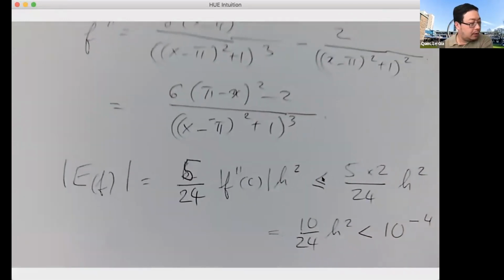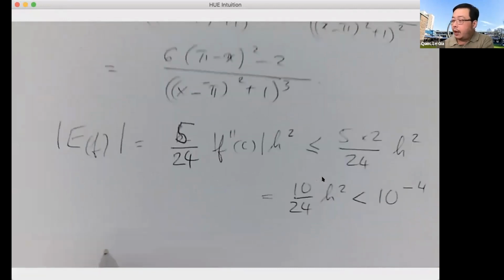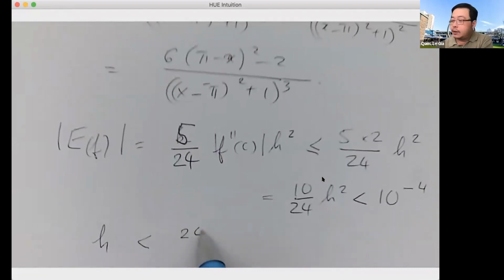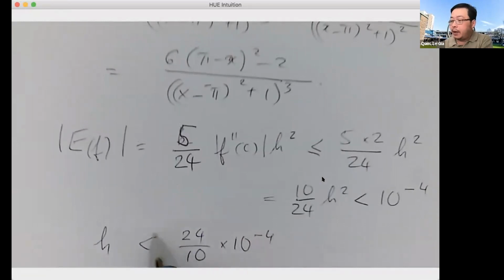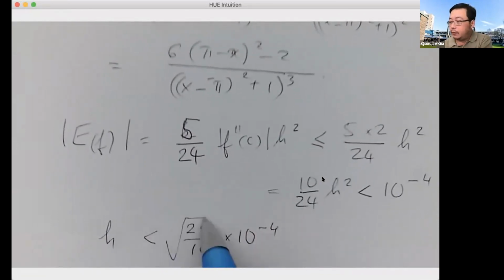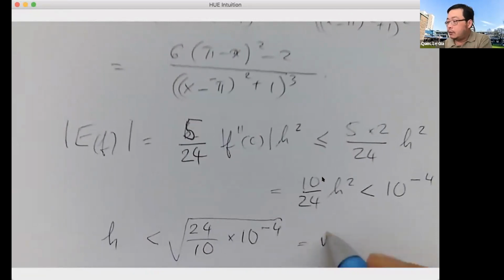So if I want this one less than 10 to the minus 4, then I just need to solve for h. h squared is just less than 24 over 10 to the minus 4. I mean h squared. And we have to take the square root of this one. Okay. So what is the square root of 2.4 times 10 to the minus 2?